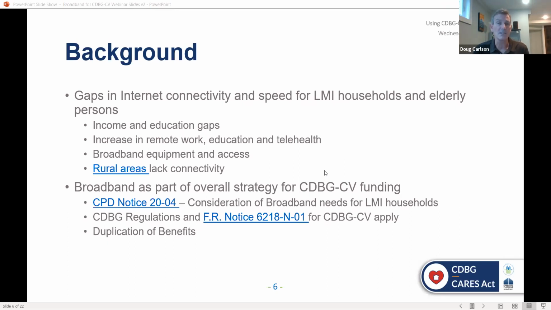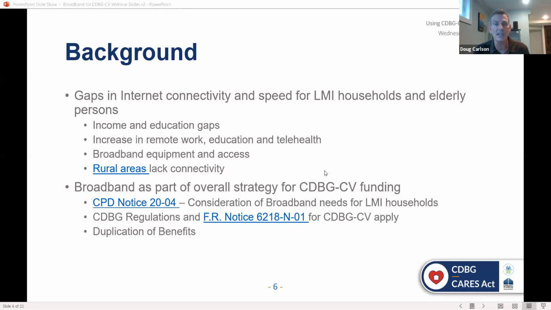We know that because of the pandemic, there has been a huge increase in remote work situations. There have been and still are classes that are remote, that are not in the classroom. And then there's also been a huge increase in telehealth services as a result of the pandemic. So those are really coming to fruition and showing the obvious gaps in broadband connectivity that some households have. There are also differences in the access to broadband equipment and Wi-Fi and other connectivity that makes it really difficult.